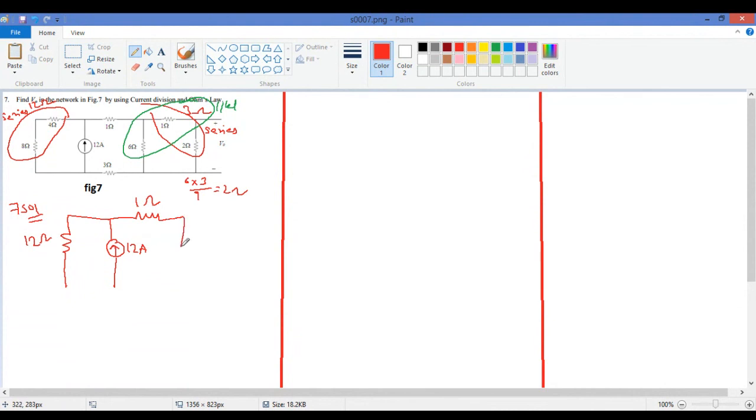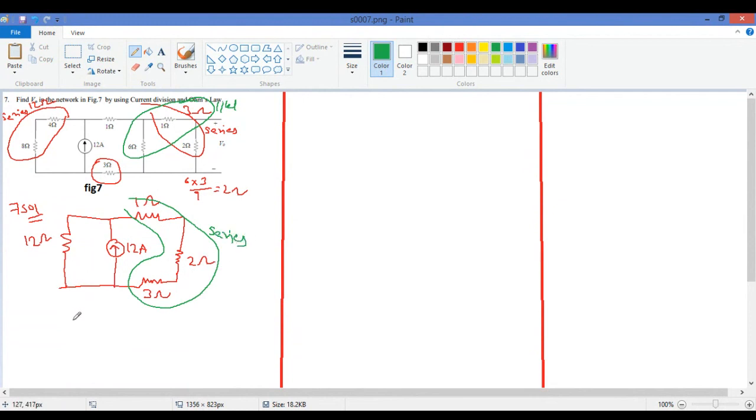This becomes 2 ohms, and you see this 3 ohm. We forgot this one last time. Okay, don't forget this. So now, just by seeing the circuit, all of them are in series, correct?